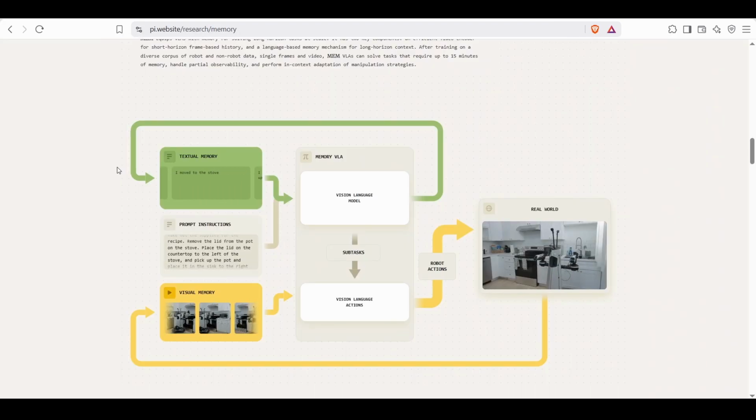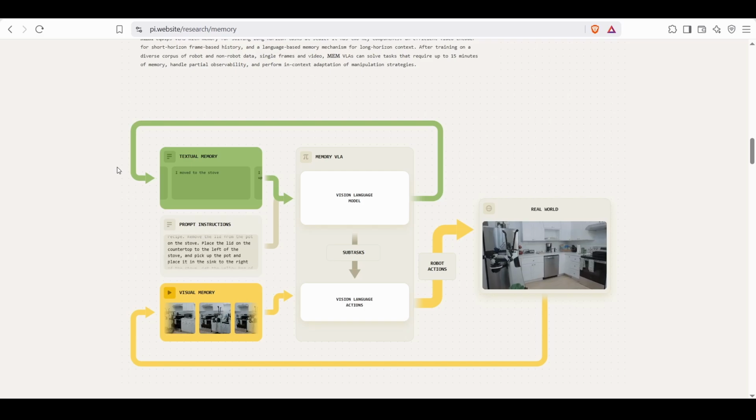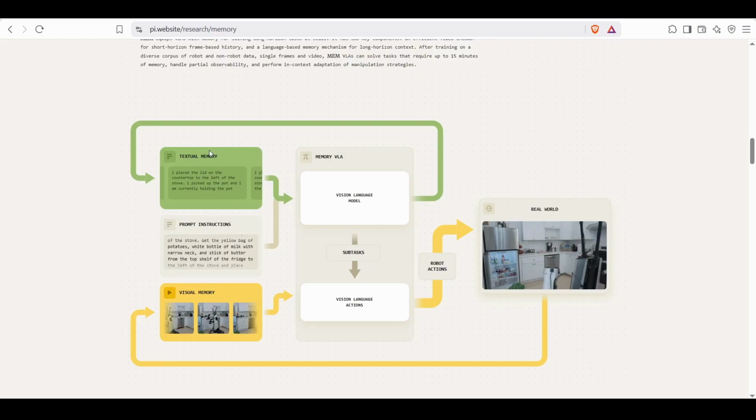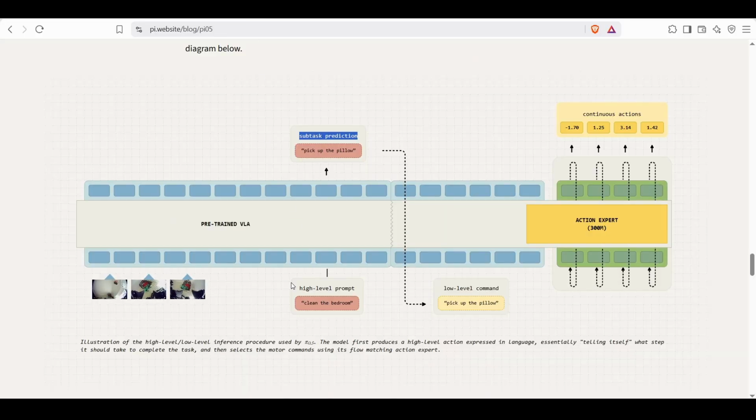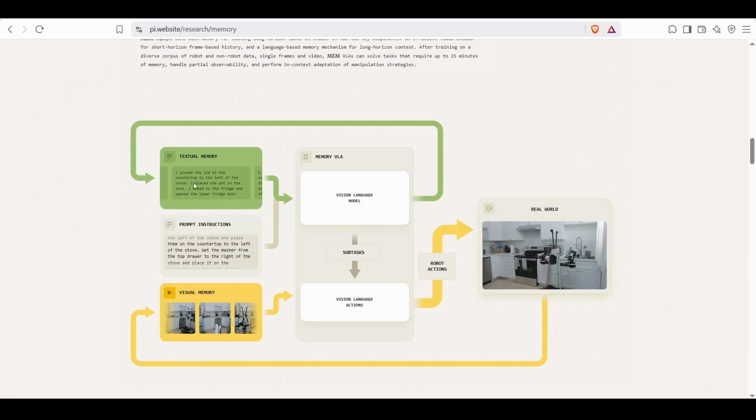Another thing that they added in their paper for the 5.7 VLA that I mostly recreated was memory. So this was pretty interesting and actually pretty complicated for me. The text memory wasn't too bad because when you are giving this high level prompt, like clean the bedroom, and breaking it into subtasks, the text memory just basically combines the subtasks.